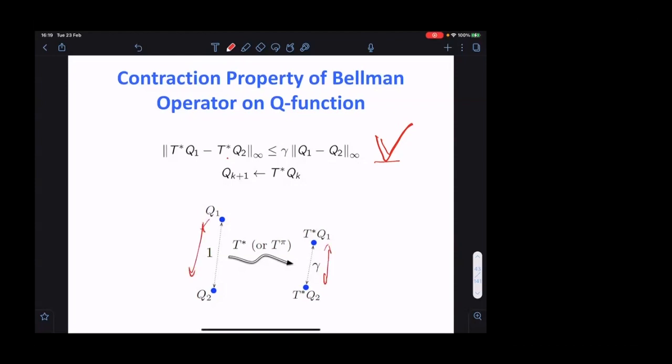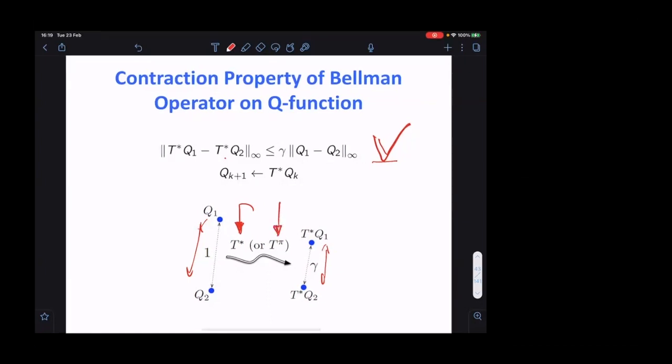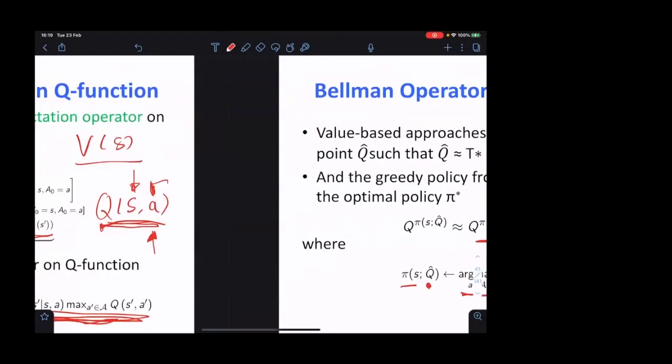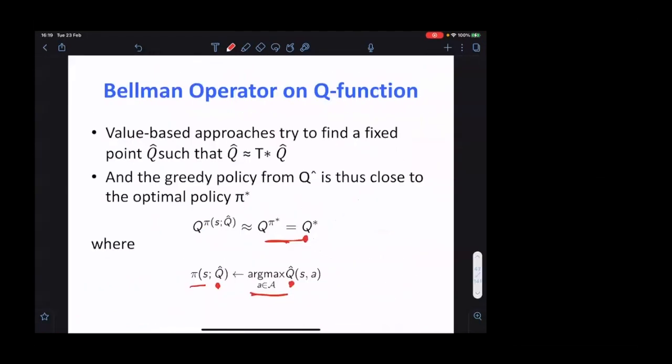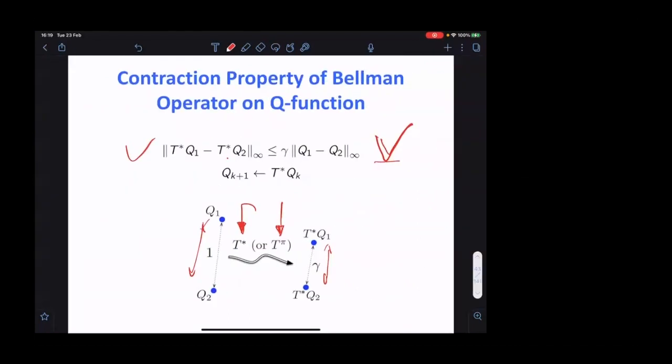Each time you do the backup, whether it's the Bellman optimal backup operator or the Bellman expectation backup operator, in either case, if they follow this gamma contraction mapping property, then each time they will shrink. And if one of them is optimal, you can see that the other will become closer to the optimal one, right?